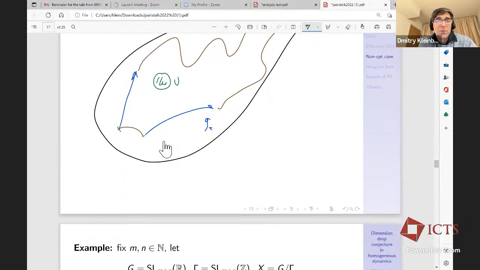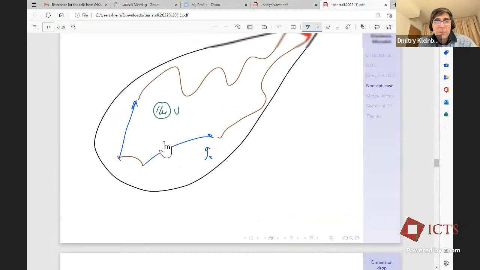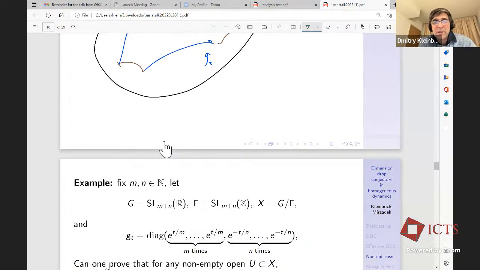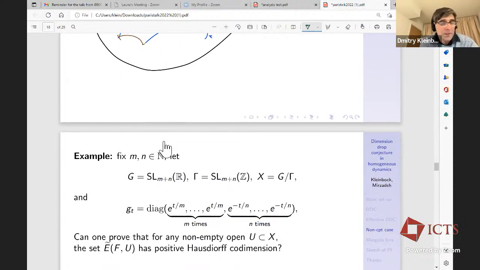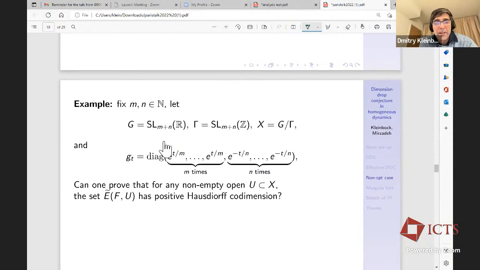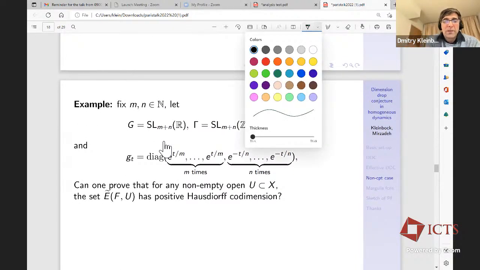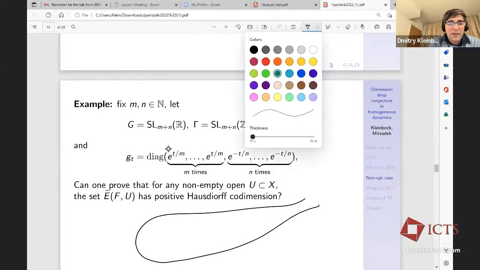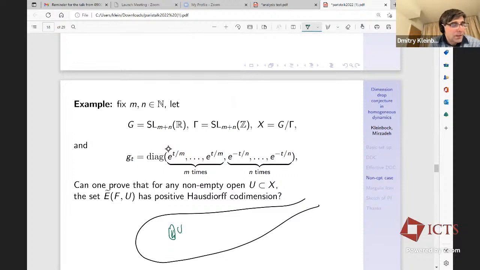And let me give you an example before talking about what we can prove. Again, I start with the same situation. X will be the space of lattices in R^(m+n). g_t will be this nice subgroup which expands the first m components and contracts the last n components. And the question is, can you prove that for any non-empty open U, this set of points escaping U has positive Hausdorff codimension? And this is again exactly the non-compact situation. And I want U to be rather small.